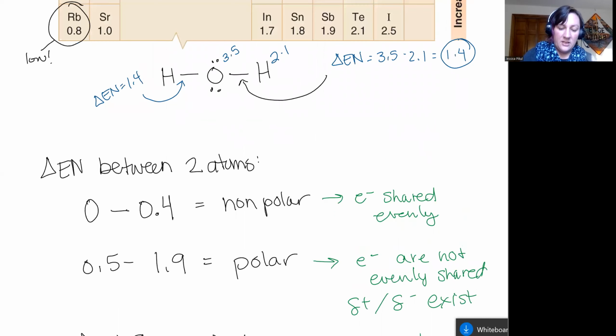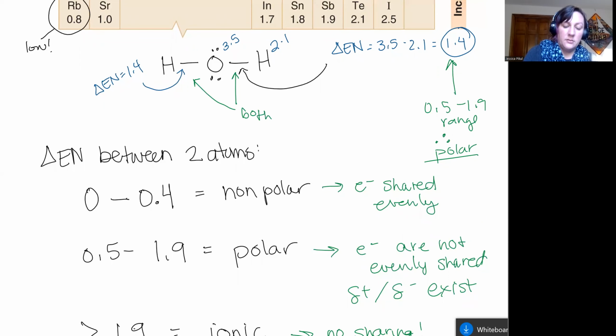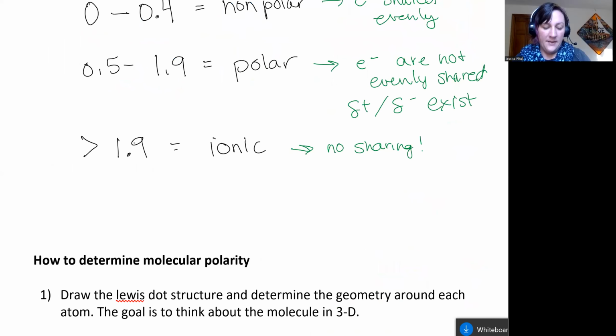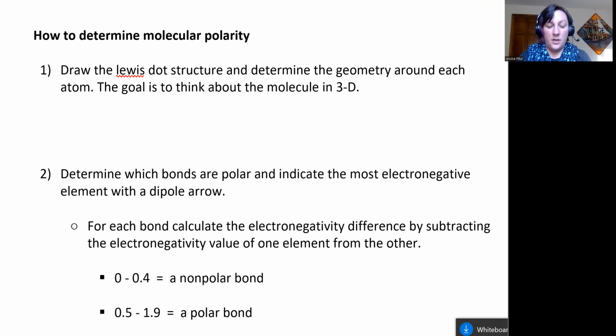So if we come back up and look at the value for our oxygen example, this 1.4 value is in that 0.5 to 1.9 range. Therefore, it's polar. Each of these bonds right here, these are both polar bonds. Knowing that information allows us to determine if the molecule overall would be polar, and that's going to require looking at this in 3 dimensions. So let's walk through it for water step by step and then look at the geometry.